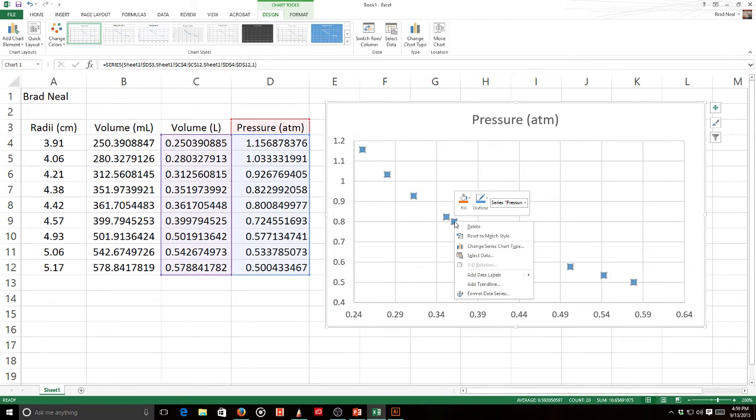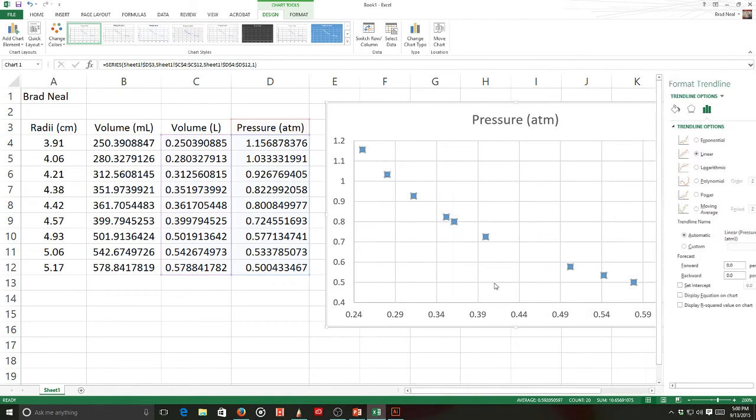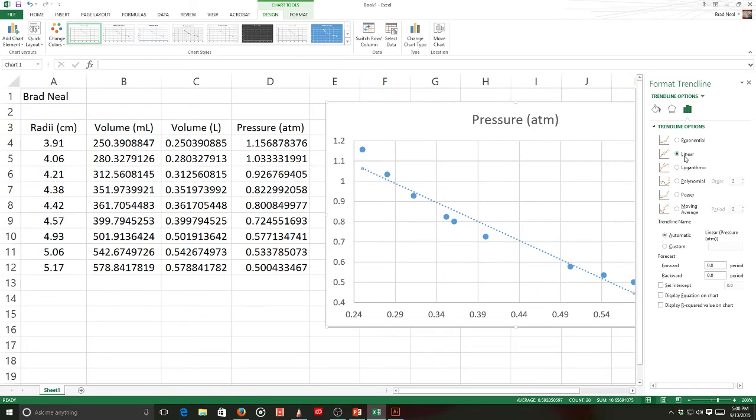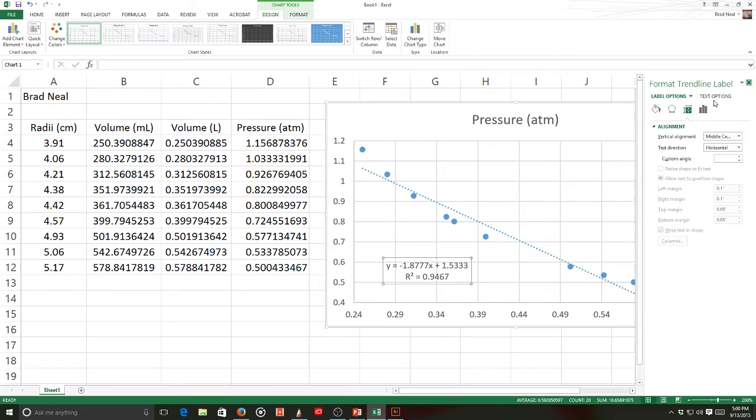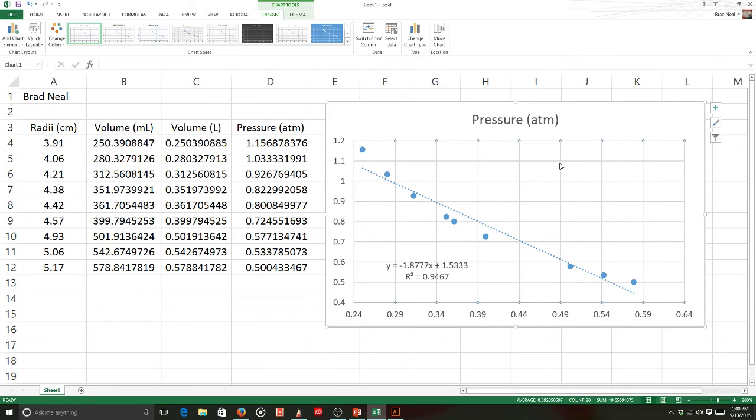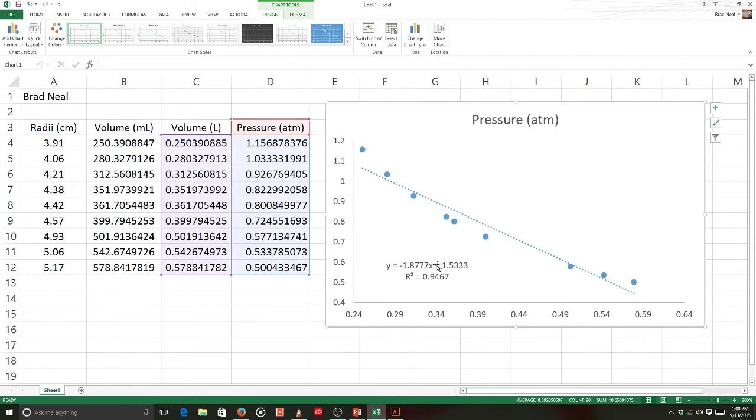If I right click in here now and say add trend line, and add a linear trend line, cool, that's what I'd want. I always want to display my equation on the chart. I also want to display my r-squared value. All right, and I'm going to select these little lines here, try to get rid of these, and this one too, just for aesthetic reasons.